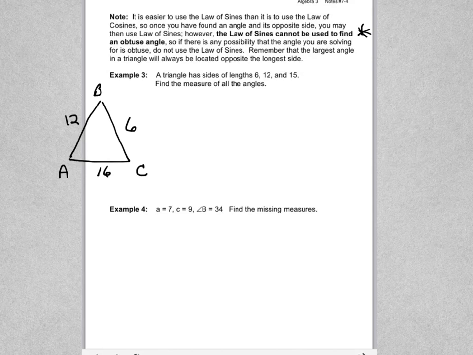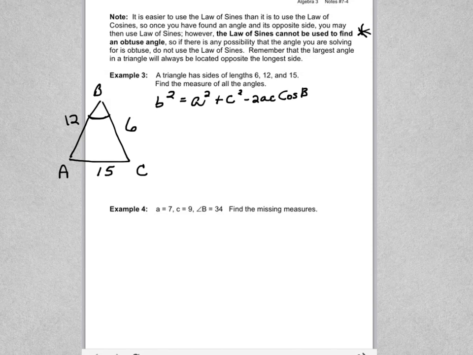So we want the largest angle, and so that's going to be the one that's across, well, I wrote 16, sorry. That should be 15. So B is going to be our largest angle because it's across from the largest side. So we're going to find B. So we're going to say that B squared is equal to A squared plus C squared minus 2AC cosine of B. Okay?